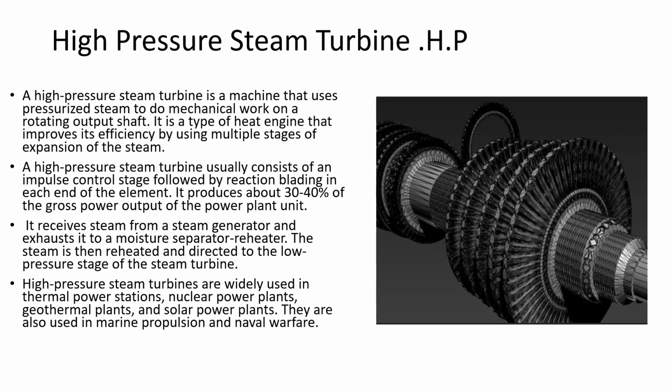It receives steam from a steam generator and exhausts it to a moisture separator reheater. The steam is then reheated and directed to the low-pressure stage of the steam turbine. High-pressure steam turbines are widely used in thermal power stations, nuclear power plants, geothermal plants, and solar power plants. They are also used in marine propulsion and naval warfare.